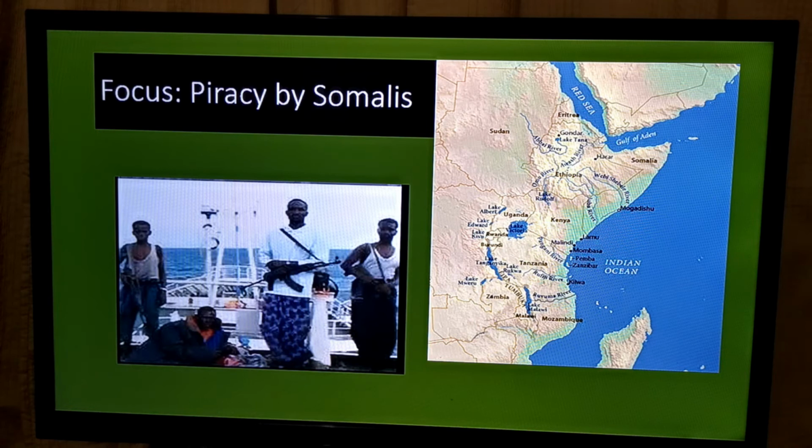Now we will focus on one issue. Okay, this is just a snapshot of Africa, and we will talk about piracy by the Somalis or Somalians.